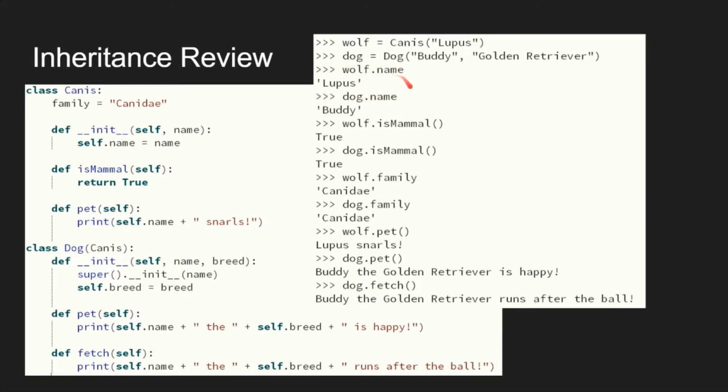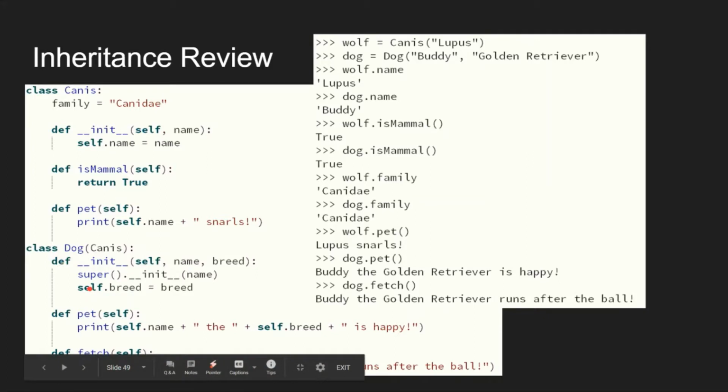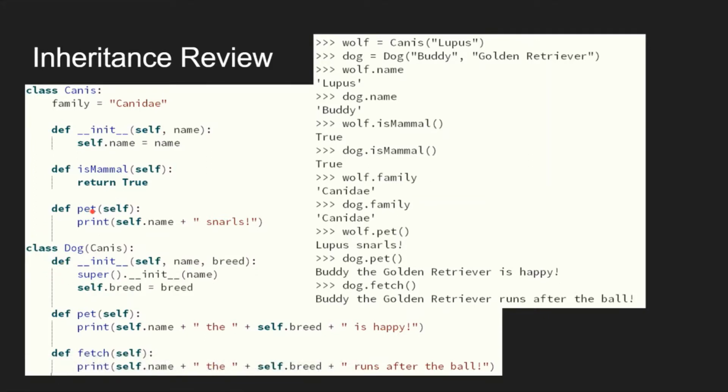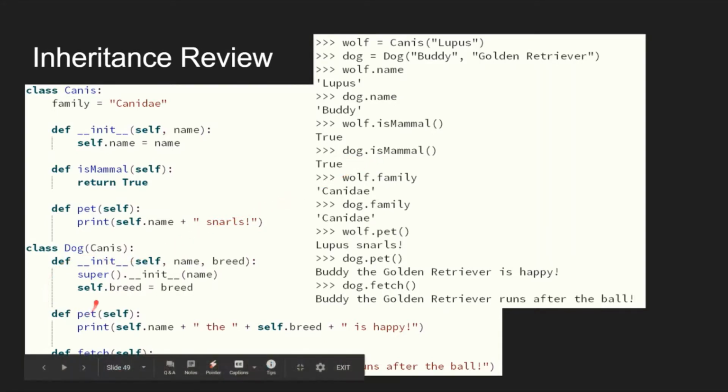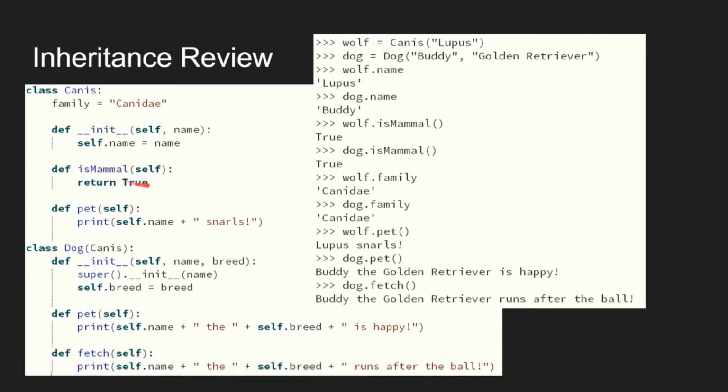So these two have the same behavior. IsMammal is the same because notice, we never defined an IsMammal function in Dog. That's because we want to use the parent's IsMammal method, so we didn't need to override it. When we call dog.IsMammal, we see that there's no IsMammal method here, so we check the parent class, and we see that it exists. So we run this method, and it's true. We can check the family for both of them, and we didn't override this either. So it's Canidae for both of them.